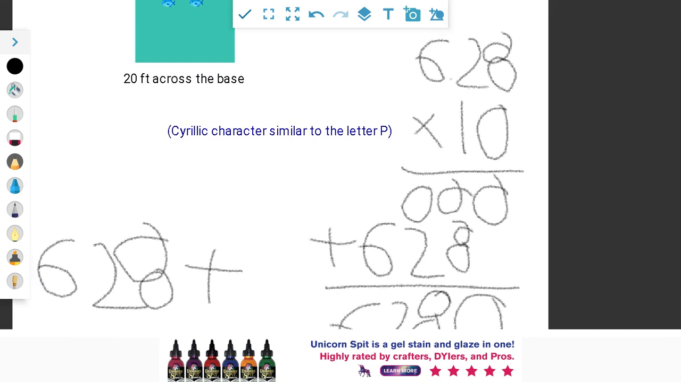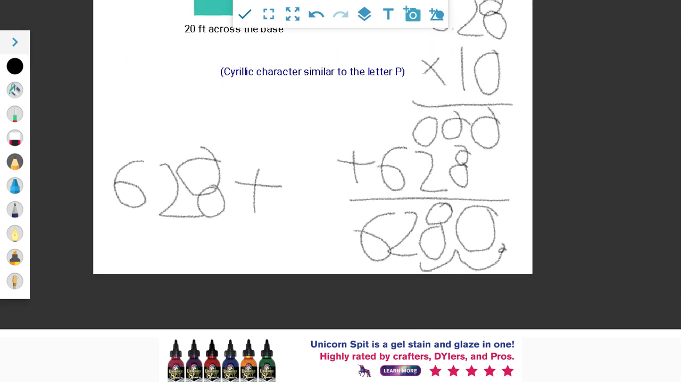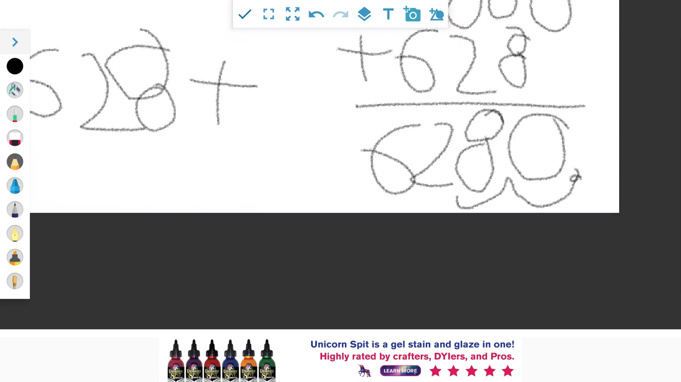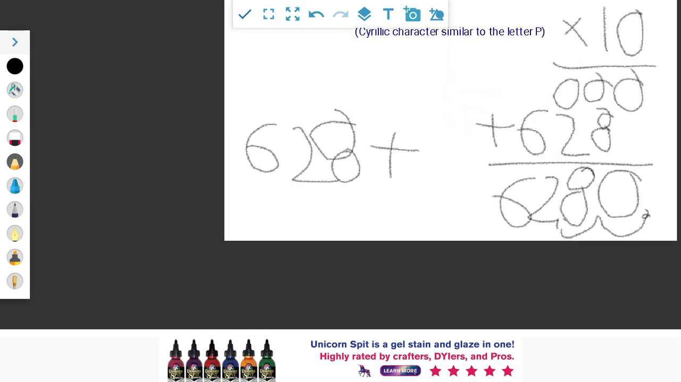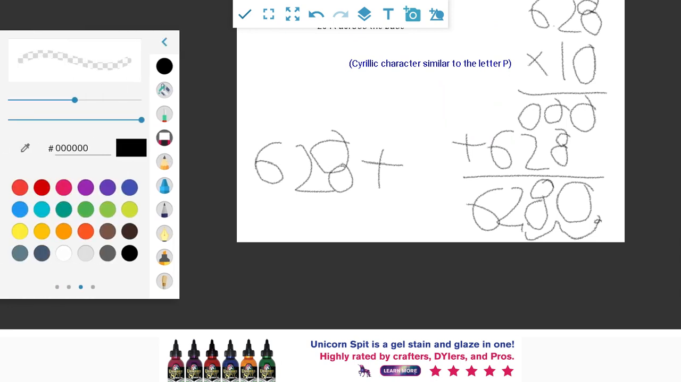This decimal moves 2 times, so it should look like this. 1, let me check how many times. 1, 2. So 62.8. Alright, 62.8. Let's erase that. 62.8.